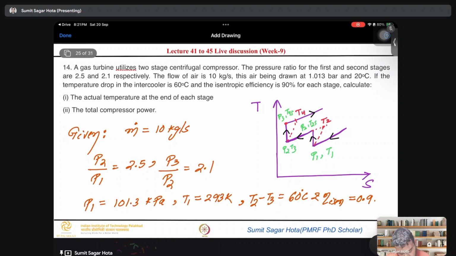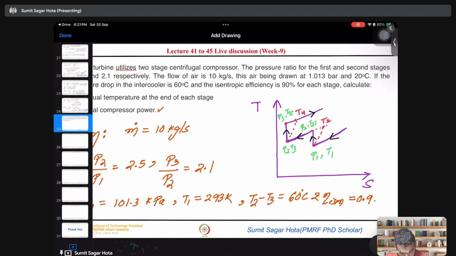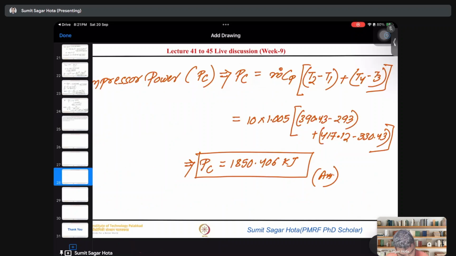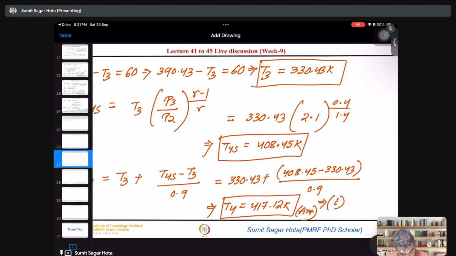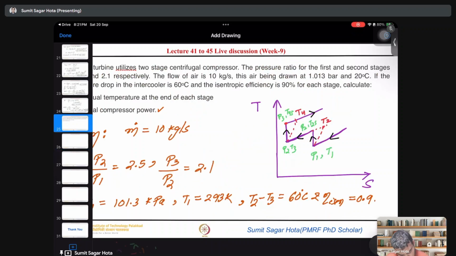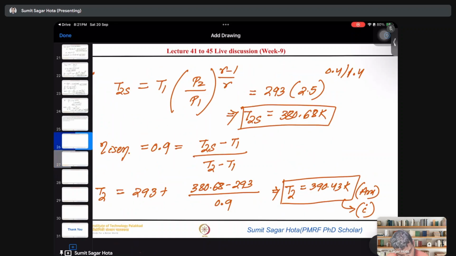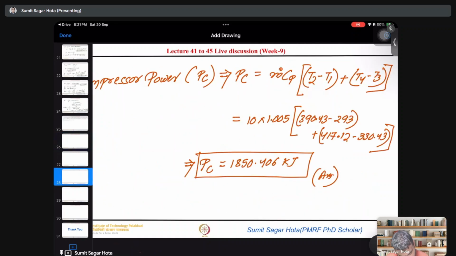What the question asks is the total compressor power and the actual temperature at the end of each stage. End of each stage means all the temperatures we need. We calculated all the temperatures T4S, T3, T2, everything. So yeah, this is your second bit.